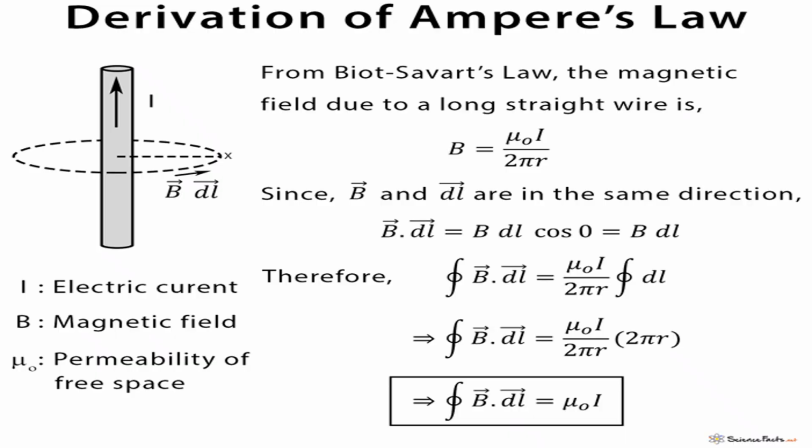Since B and dl are in the same direction, B dot dl equals B dl cos 0, which is equal to B dl, because cos 0 is 1. So the total magnetic flux with respect to dl equals mu naught I upon 2 pi r, and the integration of dl equals 2 pi r, because for a closed loop the total circumference is 2 pi r. So the closed integration of B dot dl equals mu naught into I.